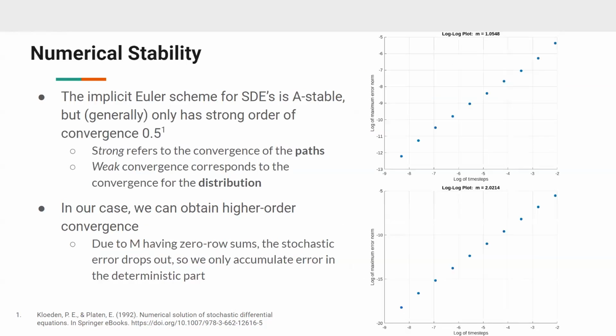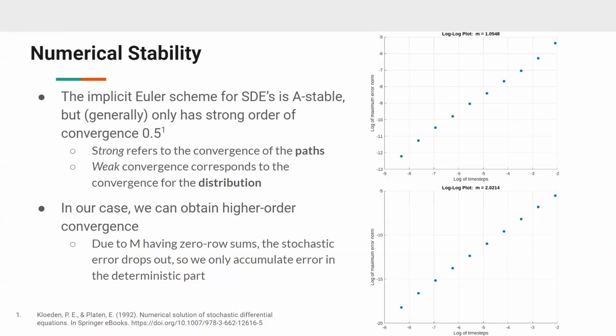We also analyzed the numerical stability of our model in this case. The implicit Euler scheme is still A-stable, which again is nice. It means we're going to actually converge to genuine solutions of this equation, but it generally only has strong order of convergence of 0.5. I have to say strong in the stochastic case because there are actually two different kinds of convergence. For those interested, strong refers to convergence of the paths. Essentially, are we simulating the paths correctly? Whereas weak convergence corresponds to the convergence of the distribution. Essentially, are they ending up in roughly the correct configuration? We care about strong convergence. We're talking about the actual flight paths of these birds or whatever agents you may have.